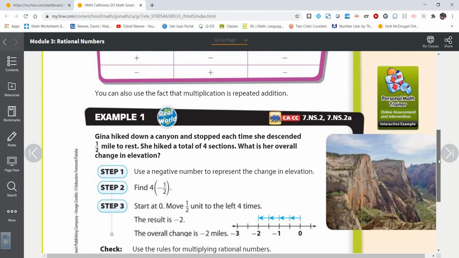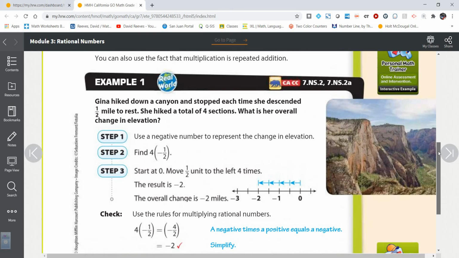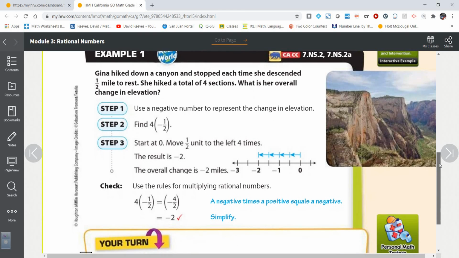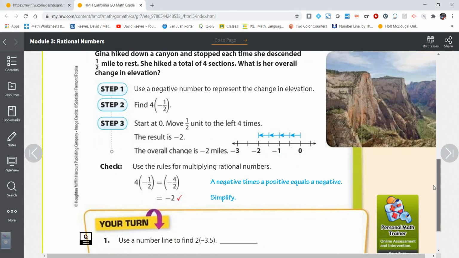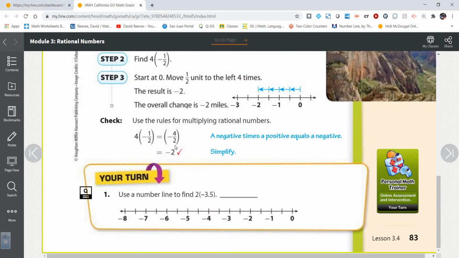All right, so let's take a look at some of the problems they have here. They are going to ask you to look on a number line. So let's just take a look right here. We have 4 times a negative a half. So since 4 is positive, this is going to be repeatedly adding a negative a half. So you could see negative a half, negative a half, negative a half, negative a half. 4 negative halves make negative 4 halves, which is negative 2, right?